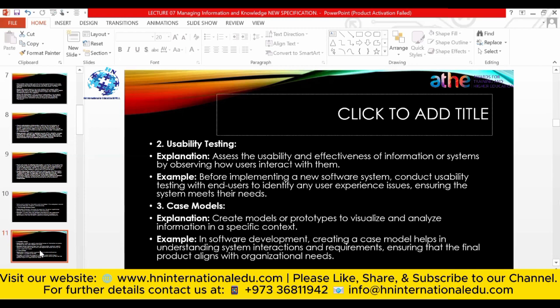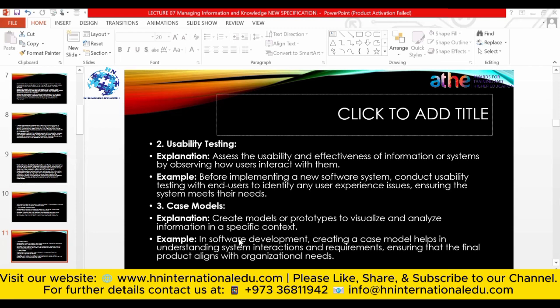For example, before implementing a new software system in an organization, let's say we want to introduce a CRM system, that is called a customer relationship management system. First, we have to conduct usability testing with end users to identify any user experience issues, ensuring the system meets their needs. For example, whenever a new company wants to launch a new app, what happens? They try to test it in the market, mostly, or otherwise they test it in a certain group. Only then do they make it publicly available.